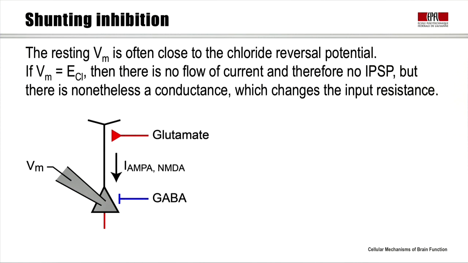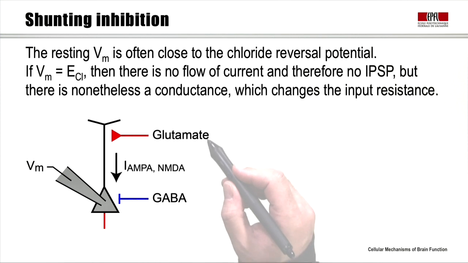Now, it's interesting to note that even though the membrane potential of cells is often close to the chloride reversal potential, and therefore you actually don't record an inhibitory postsynaptic potential when GABA is released, there's nonetheless an impact upon the integration of the postsynaptic cell in terms of, say, how excitatory conductances are integrated in that neuron. And that comes about because there's a change in the overall membrane resistance. And I'll illustrate that with a simple example here.